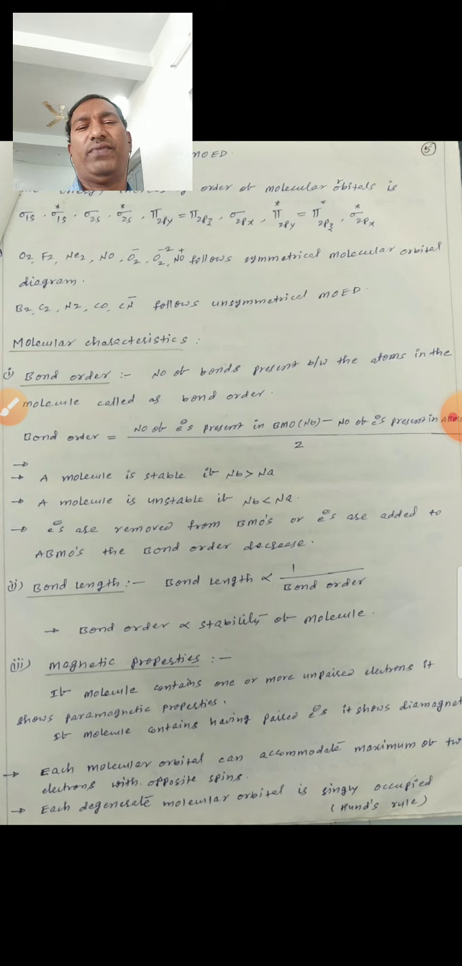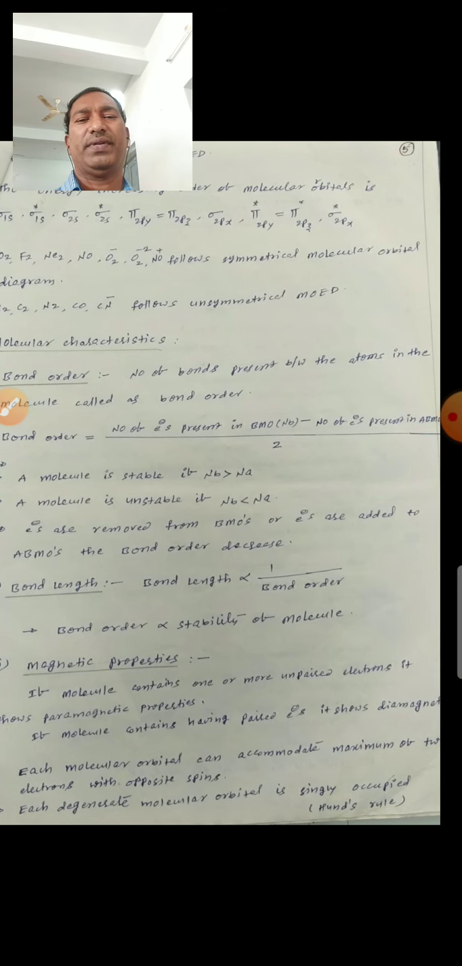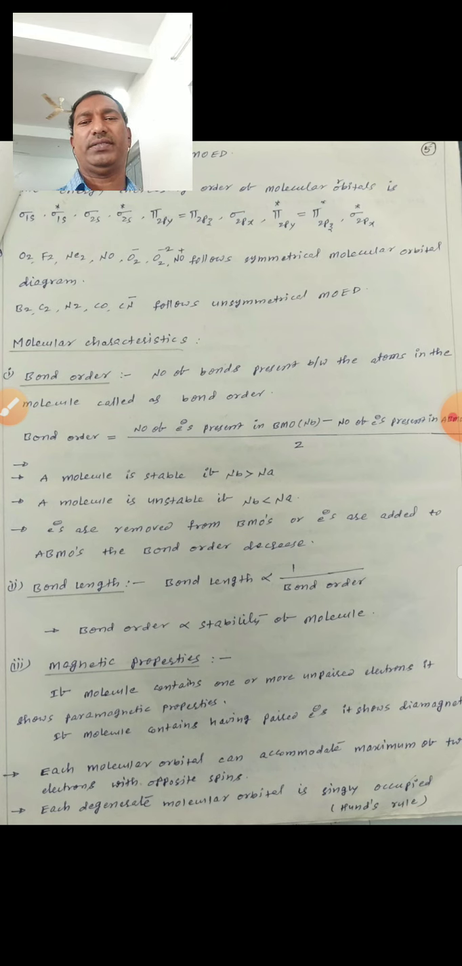By using this formula, we calculate the bond order. Bond order is equal to the number of electrons present in bonding molecular orbitals, that is NB, minus the number of electrons present in antibonding molecular orbitals. Orbitals without a star are the bonding molecular orbitals, and orbitals with a star are the antibonding molecular orbitals.